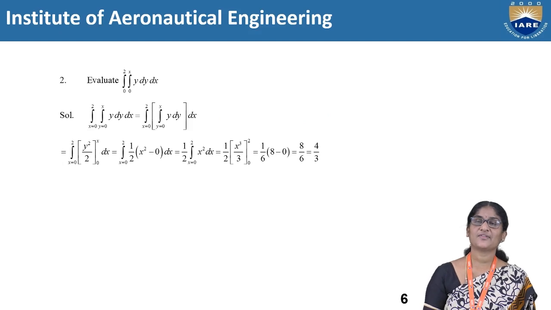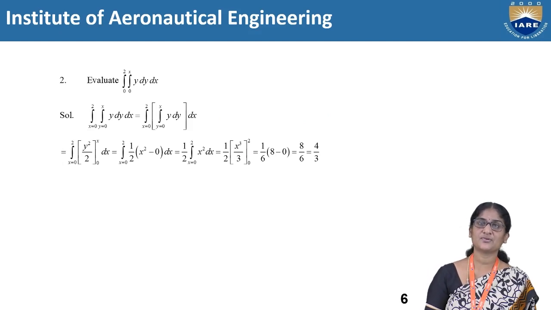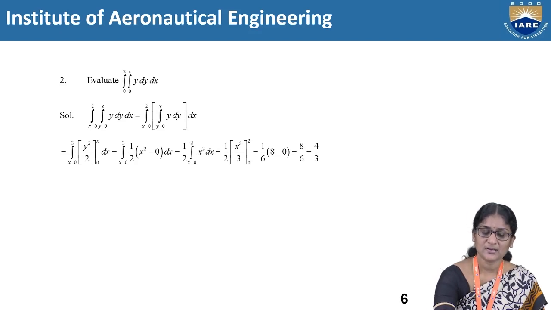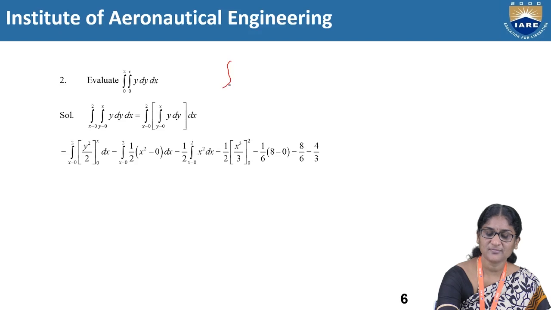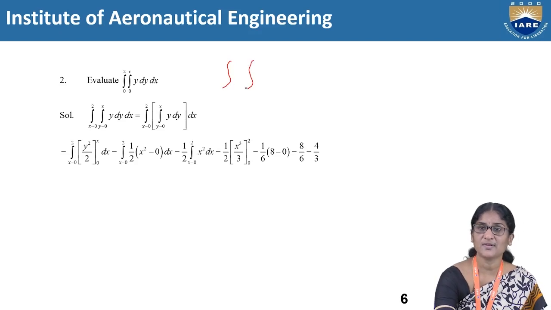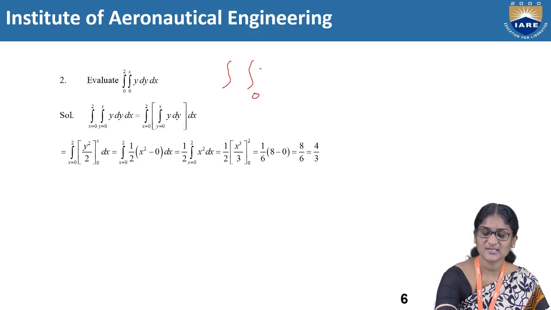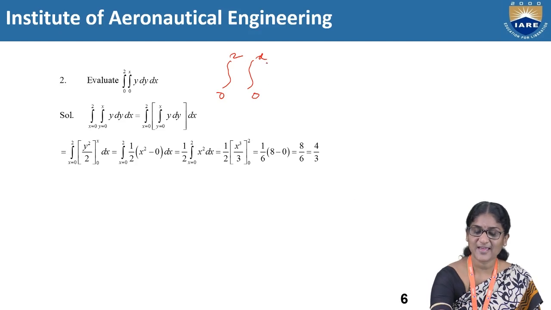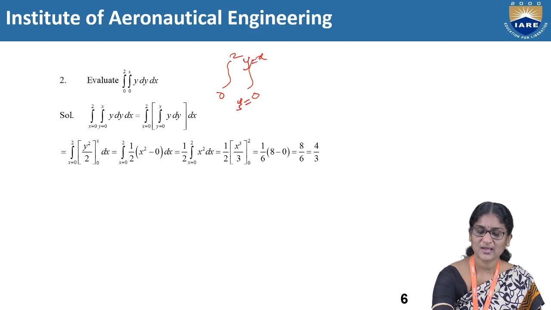Now here I have taken the second example, the integral from 0 to 2, the integral from 0 to x, of y dy dx. First we have to write which variable the limits belong to. The first limits are given as 0 to x, and the second limits are given as 0 to 2. As they are in terms of x, they will be the values of y.